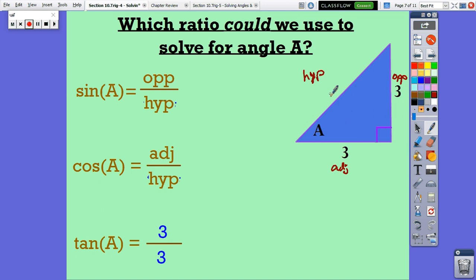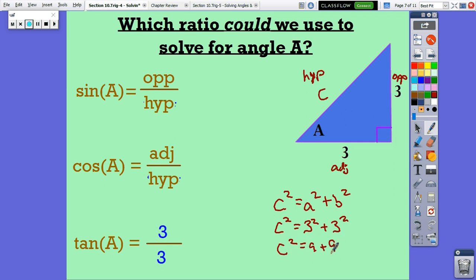So if we use the Pythagorean Theorem, and again, this is our c side, the hypotenuse, we could set up c squared equals a squared plus b squared, and then we could have c squared equals 3 squared plus 3 squared. And so c squared is equal to 9 plus 9, and we can add the 9 and 9 together to get 18, and then we'd square root both sides. And the square root of 18 comes out to be approximately 4.24.